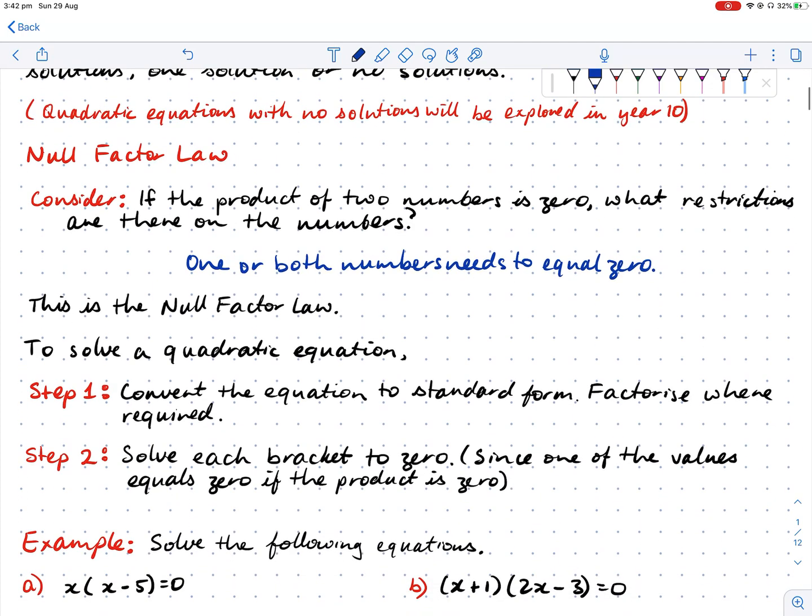Anyway, so that's basically what the Null Factor Law means. Either one or both of those numbers need to be 0 if they multiply to give 0.